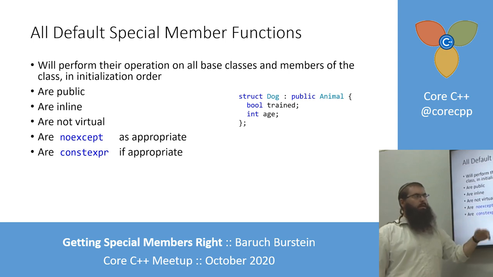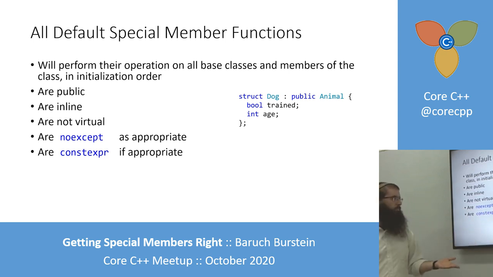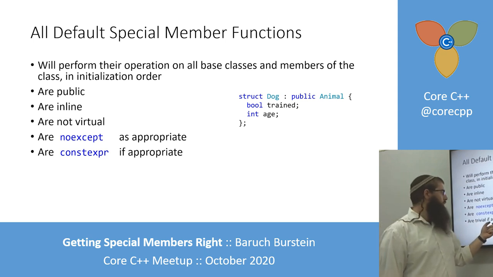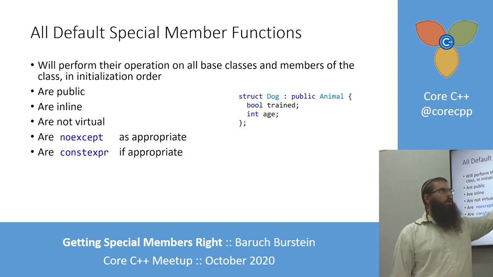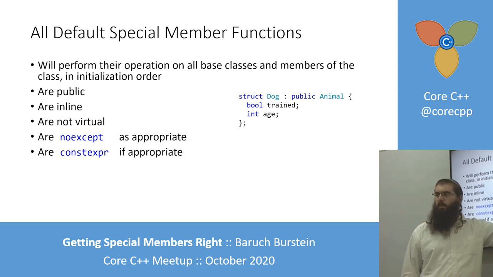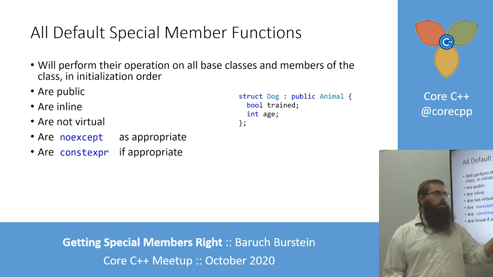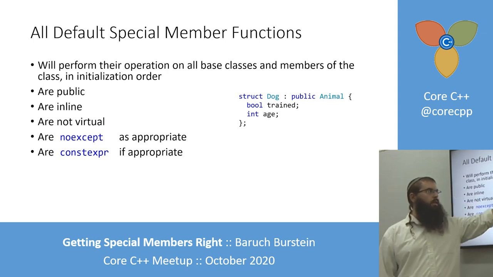And why would you want it to be not noexcept if it can be noexcept? No, the other way around. If one of them is not, and you want to force it to be noexcept, then you have to write the declaration yourself. You can still write equals default again. You can put a user declaration and then do equals default, and that's fine in some cases.